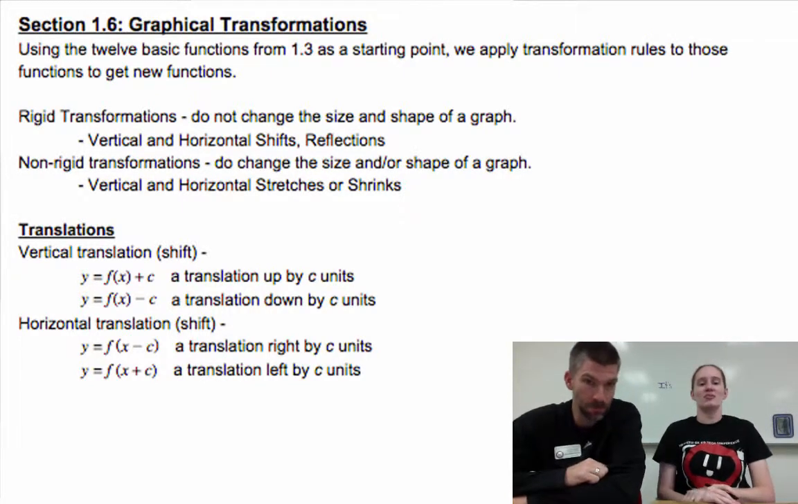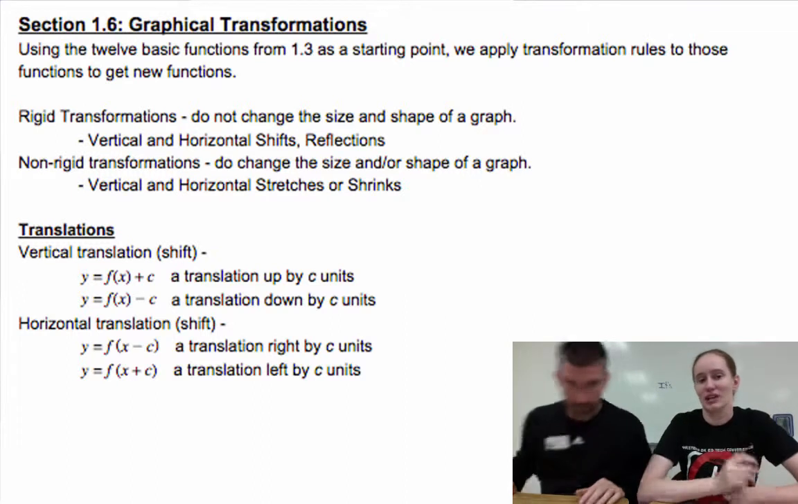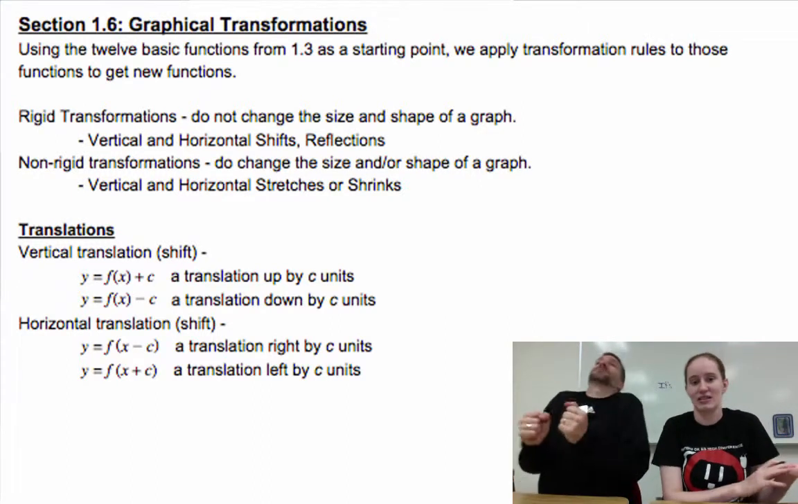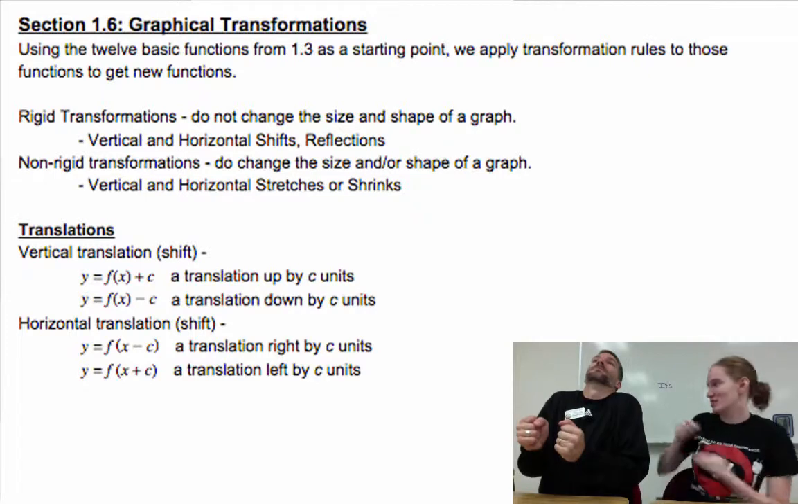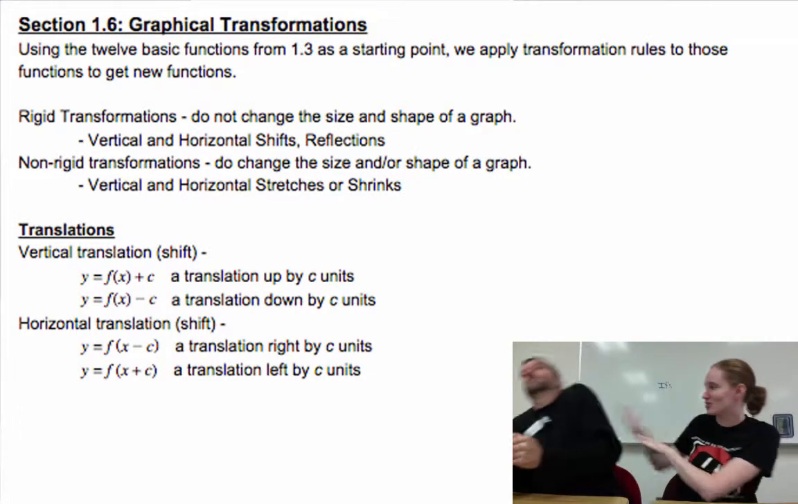So here's some different vocabulary words real quick. A rigid transformation means you don't change the size and shape of the graph, you just move it. You just move it.